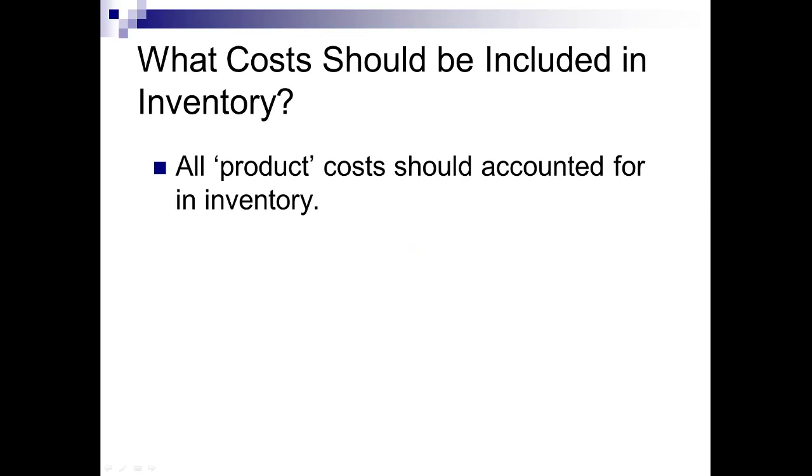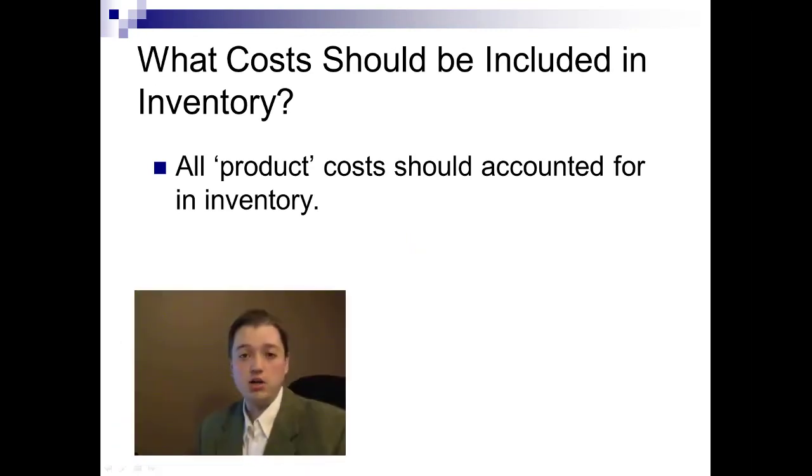And the first thing we need to talk about is what costs should be included in our inventory values. Really, all product costs should be included in our inventory. Now, product costs comes from a cost accounting concept. It's the idea that we can break down all the costs in our business into those costs associated with production, product costs, and those costs associated with everything else we do. Period costs or selling and administrative costs.